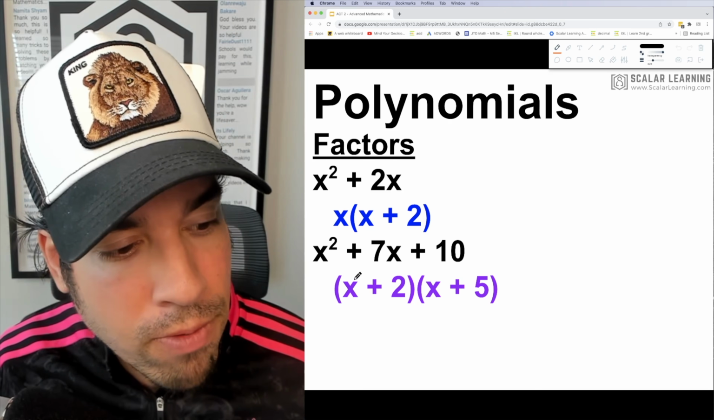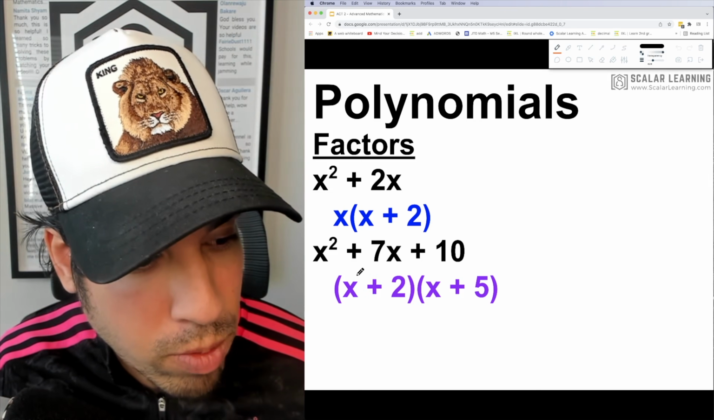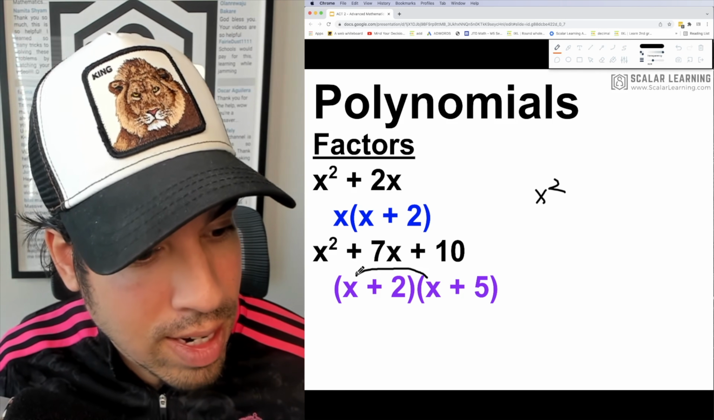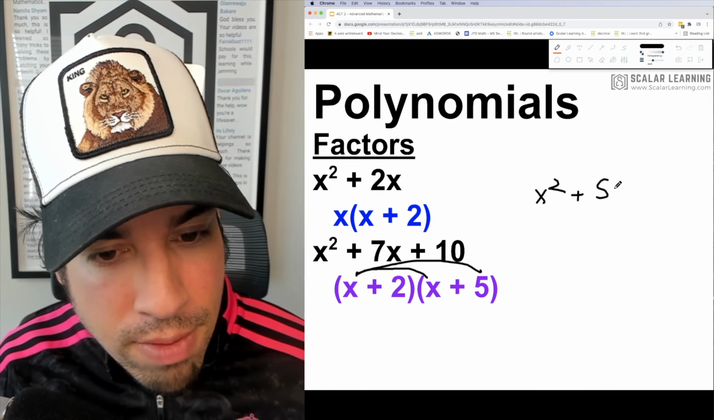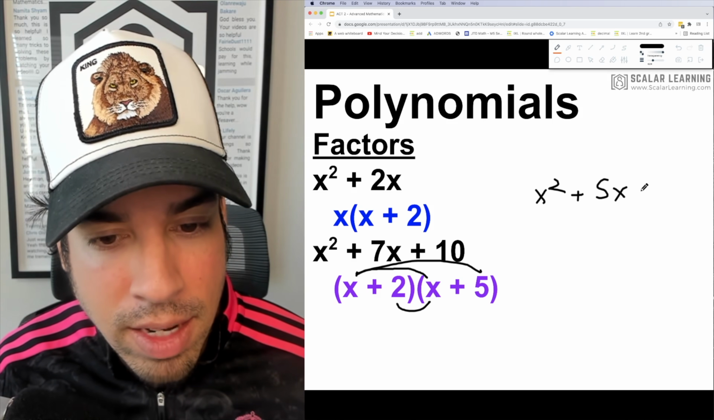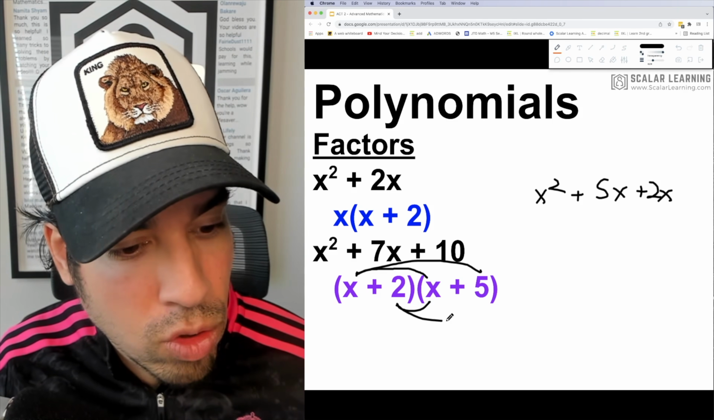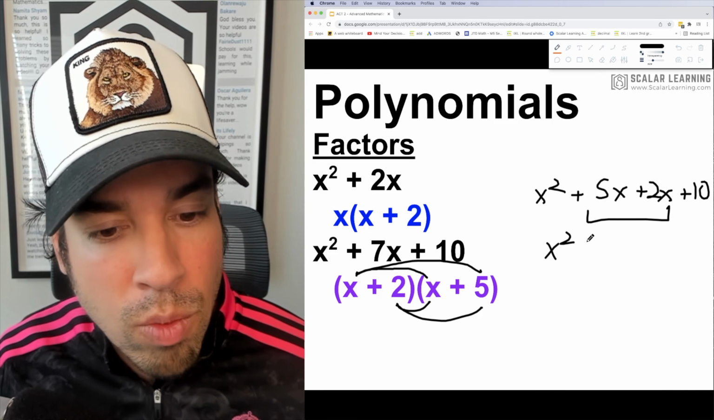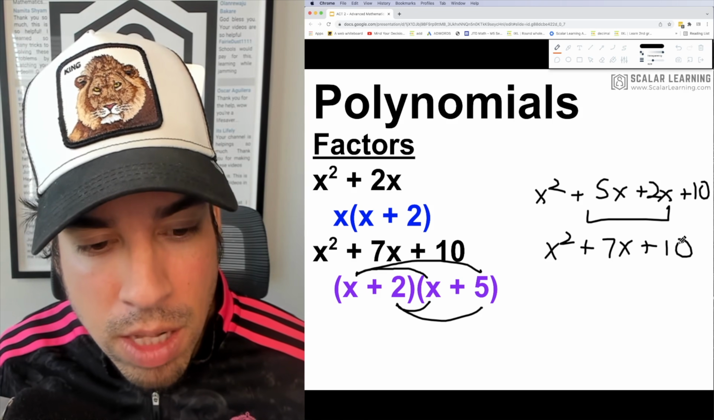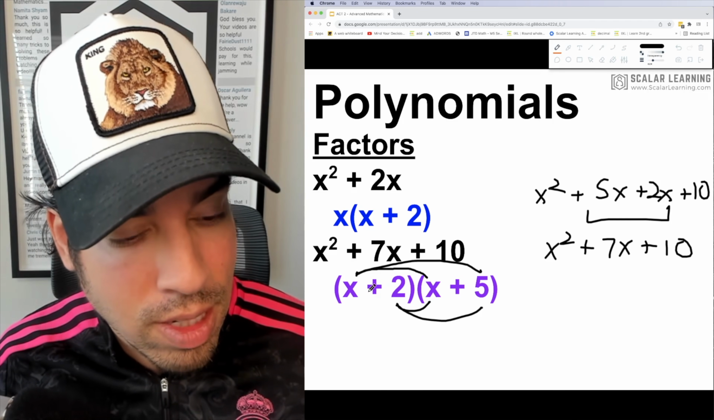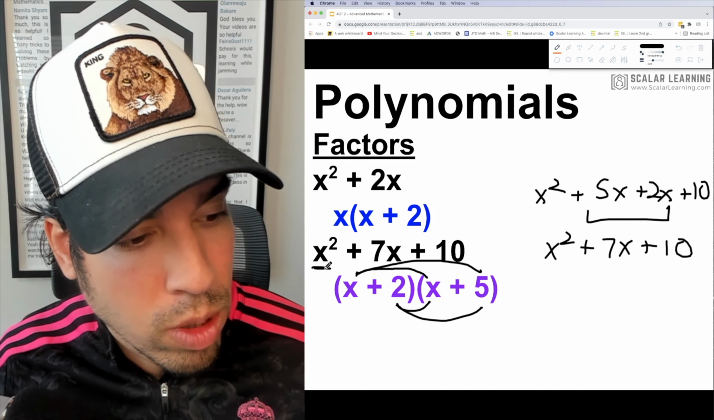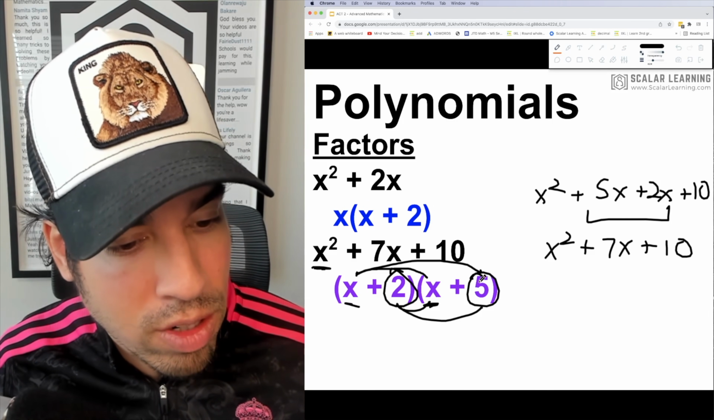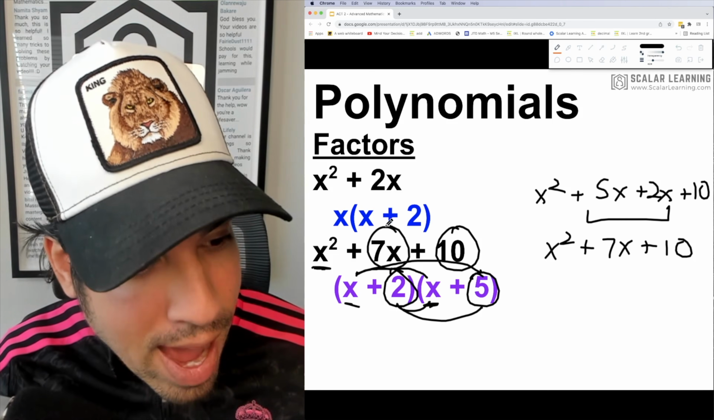So if we remember about foiling, kind of like we did in that previous example, remember to redistribute, it would go x times x, which is x squared, and then x times 5, which is 5x, and then 2 times x, which is 2x, and then 2 times 5, which is 10. So you see when we combine the like terms in the middle, we come back to our original polynomial. So that's how you want to think about factoring. And you can see that, of course, if we have an x squared here, we need an x and an x in that first spot. And then what goes here and here is going to multiply to 10 and add to 7.